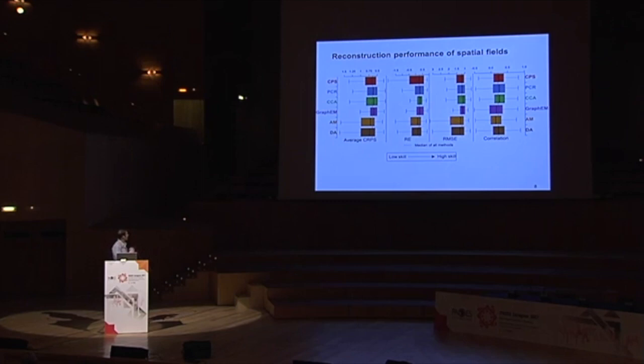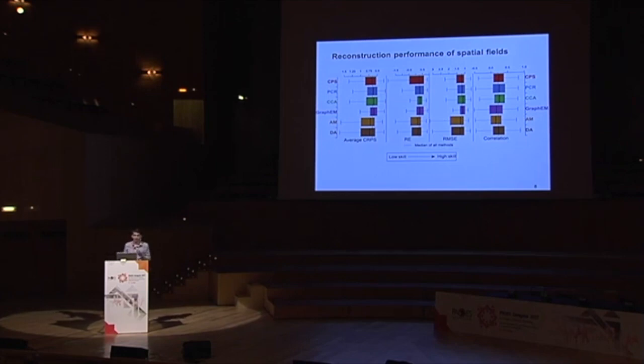And for each different method, we have 4 different skill metrics. The continuous ranked probability score, which is an ensemble-based skill metric, so it doesn't just test the mean, but tests how well your full probabilistic reconstruction is doing. We have the traditional RE, root mean squared error, and correlation. And as you move from the left to the right, you go from low skill to high skill, so the further over to the right you are, the better your reconstructions are doing.